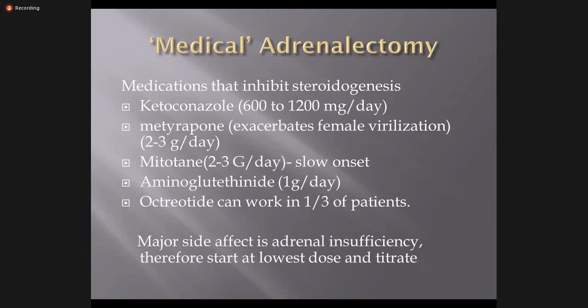We can also say that the treatment options are medical adrenalectomy: ketoconazole, an antifungal, dose is 600 to 1200 milligram per day. Metyrapone 2 to 3 gram per day. Mitotane 2 to 3 gram per day. Aminoglutethimide. Octreotide can work in 1/3 of the patients. The major side effect is adrenal insufficiency. Therefore, start at the lowest dose and titrate.